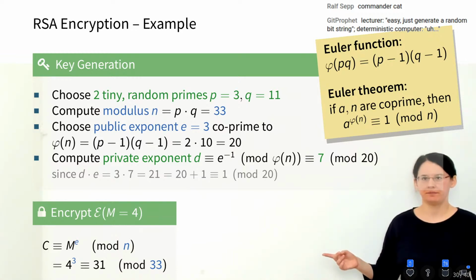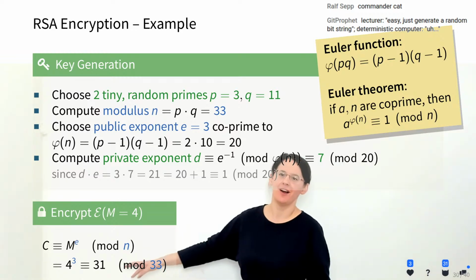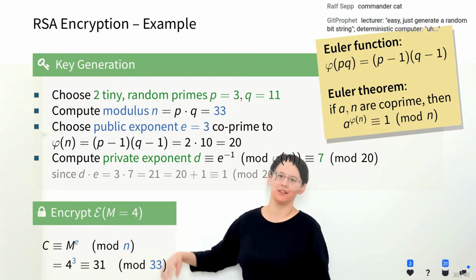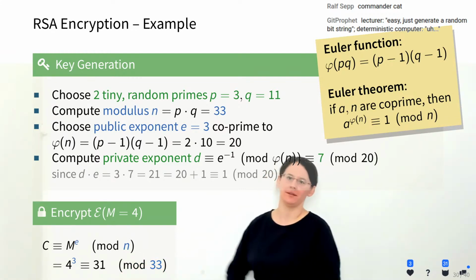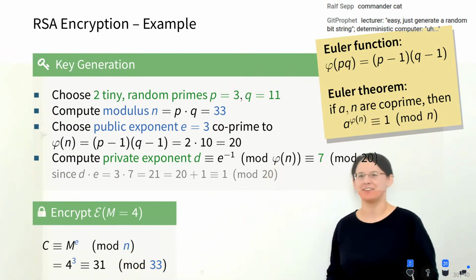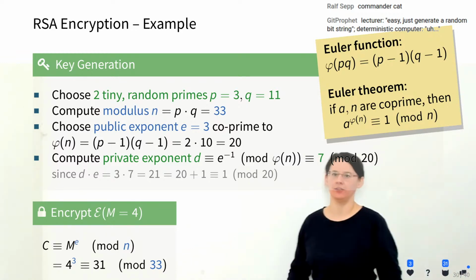For the decryption, actually you don't need your calculator for this. So 4 to the 3 is the same as 2 to the power of 6, which is 64, and 64 minus 33 is 31. Okay, so without calculators. Let's decrypt it back. So the ciphertext here would be 31.